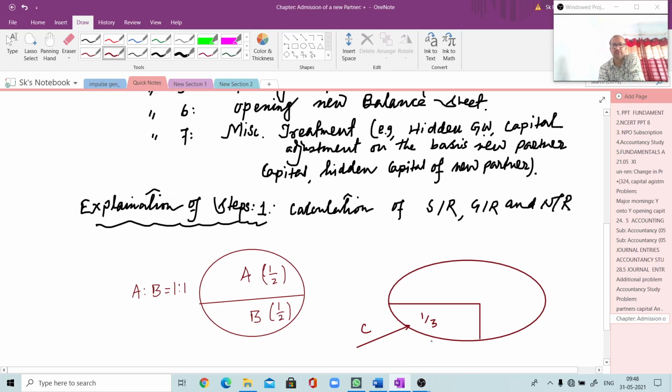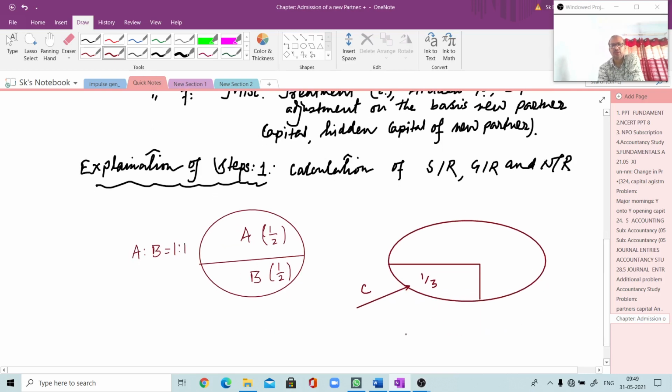So what is the remaining? 1 minus 1/3, that is 2/3. So this portion is 2/3, and this 2/3 amount will be distributed among the old partners in their old existing ratio.